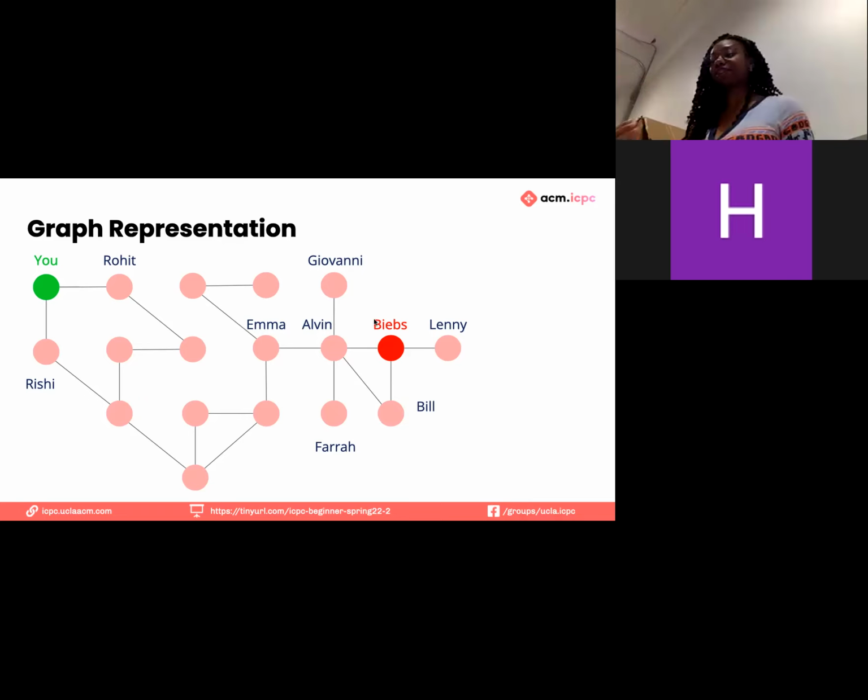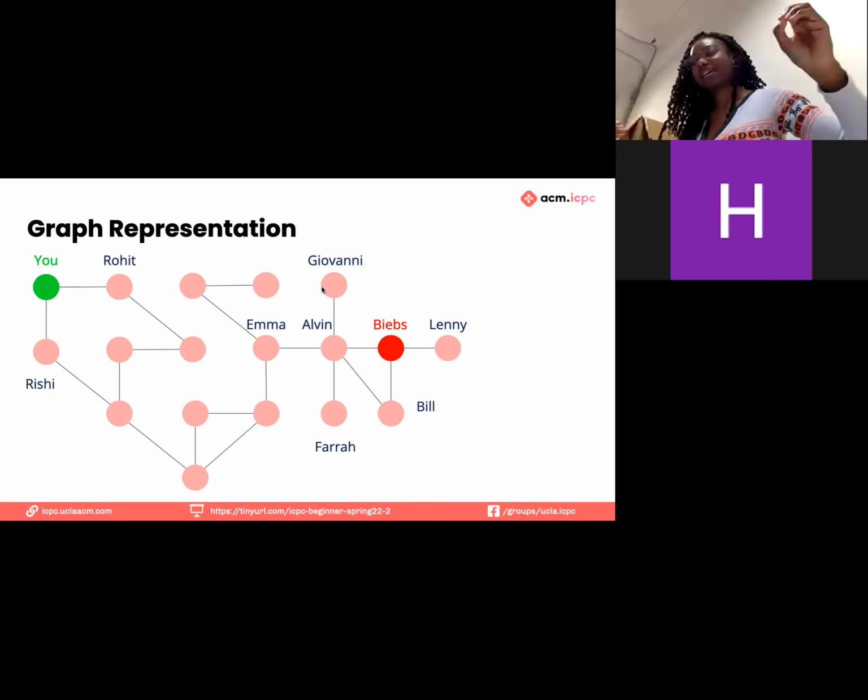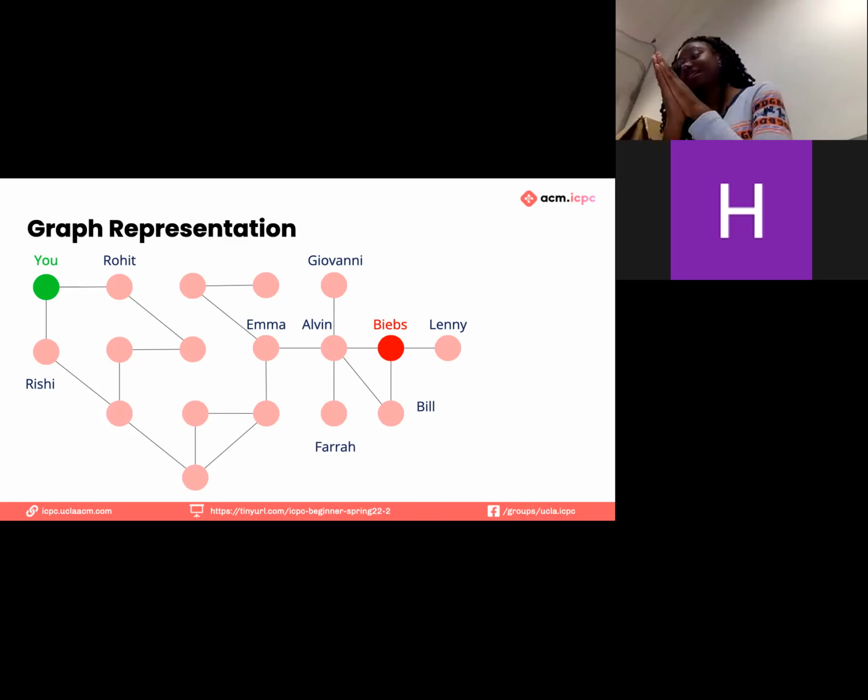So when you're looking at yourself all the way over here, it's hard to immediately see the least amount of people that you need to know to be able to contact Justin Bieber. But to find that, we'd need to find the length of the shortest path from you to Justin Bieber. We can define the length of the path by how many people one would need to go through to contact him, right? Does that make sense? Please interrupt me if you have any questions ever.